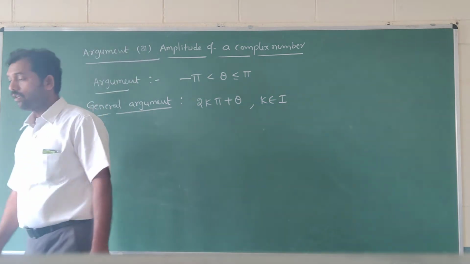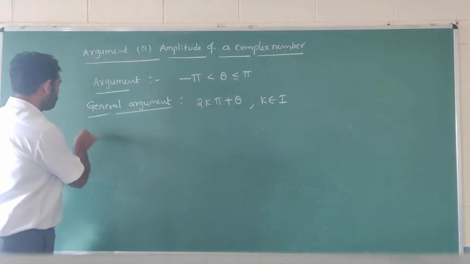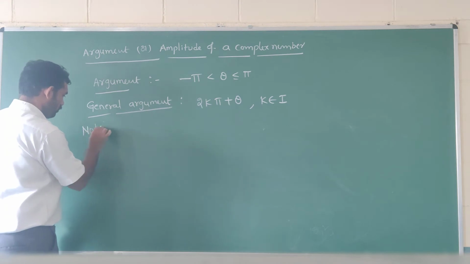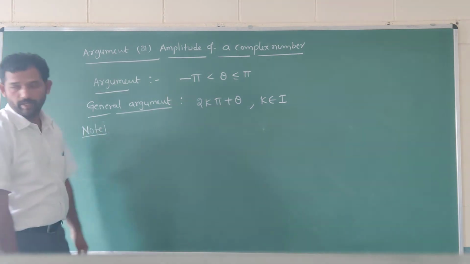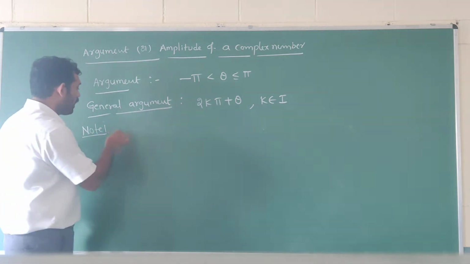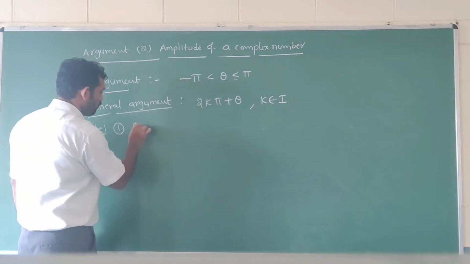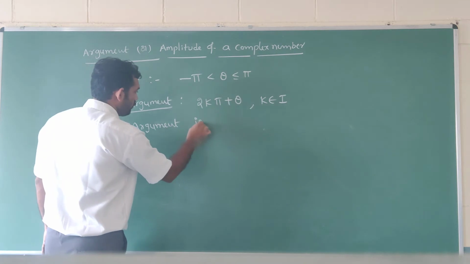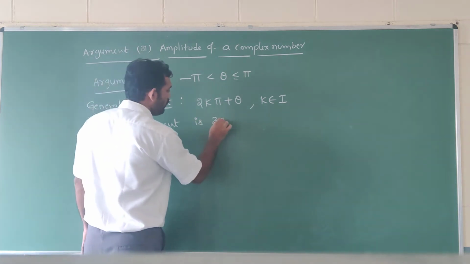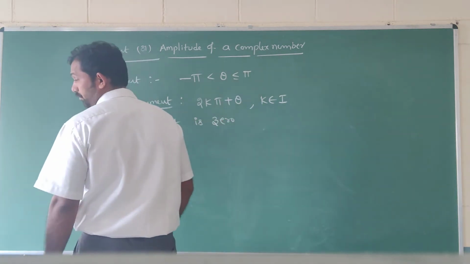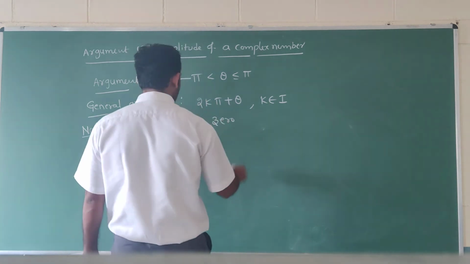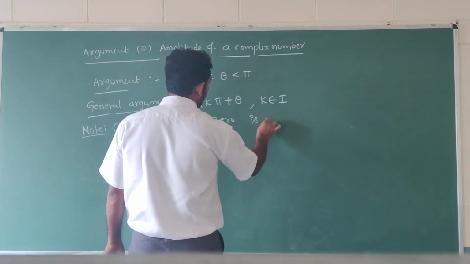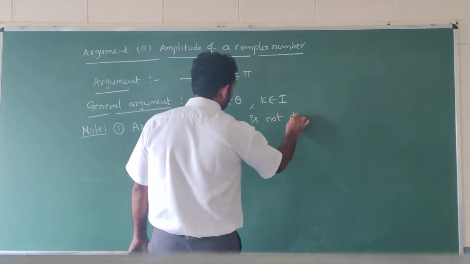Next point is what? Note point 1 here. What is our note point 1? The argument of 0 is not defined.